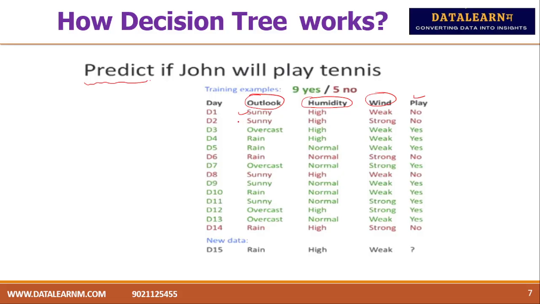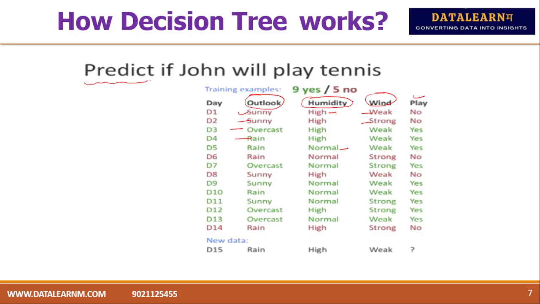In outlook, we are having different categories: sunny, overcast, and rain. In humidity, we are having 2 values, high and normal. In wind, we are having 2 values, weak and strong. Is it okay? Data set is done.